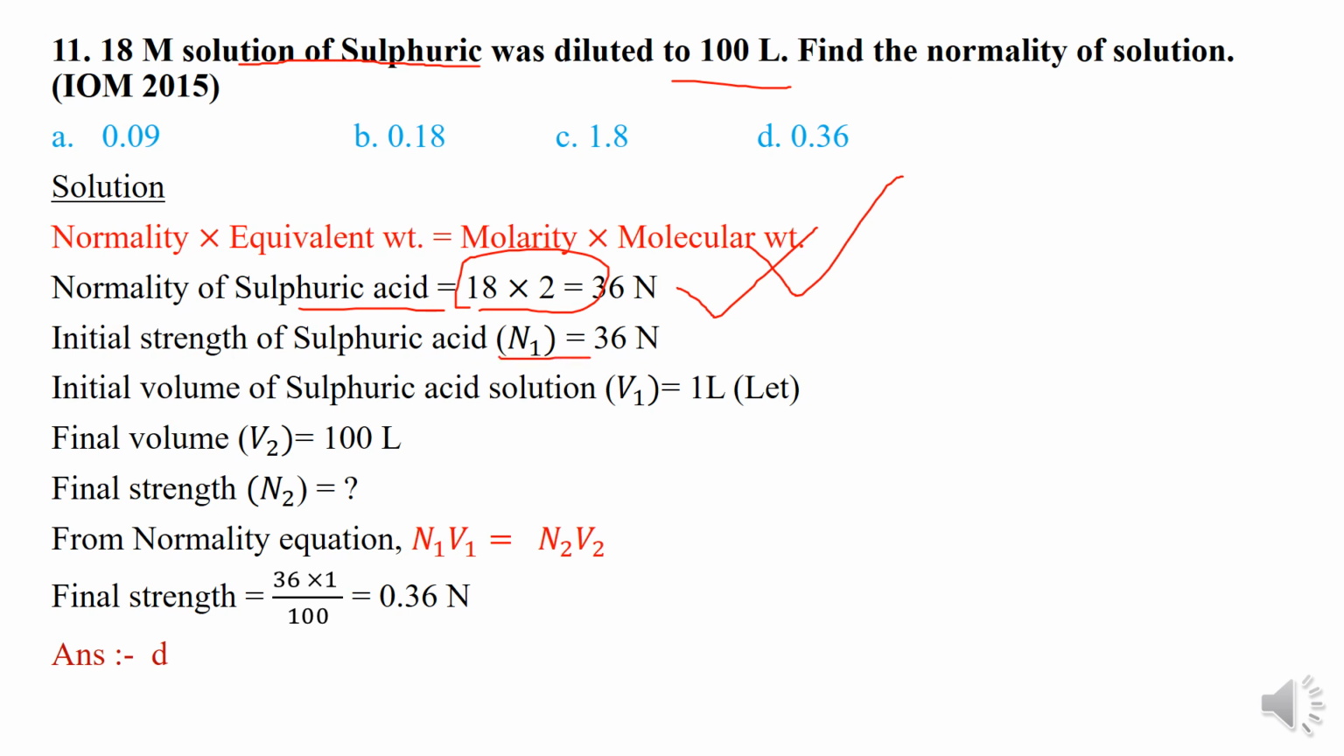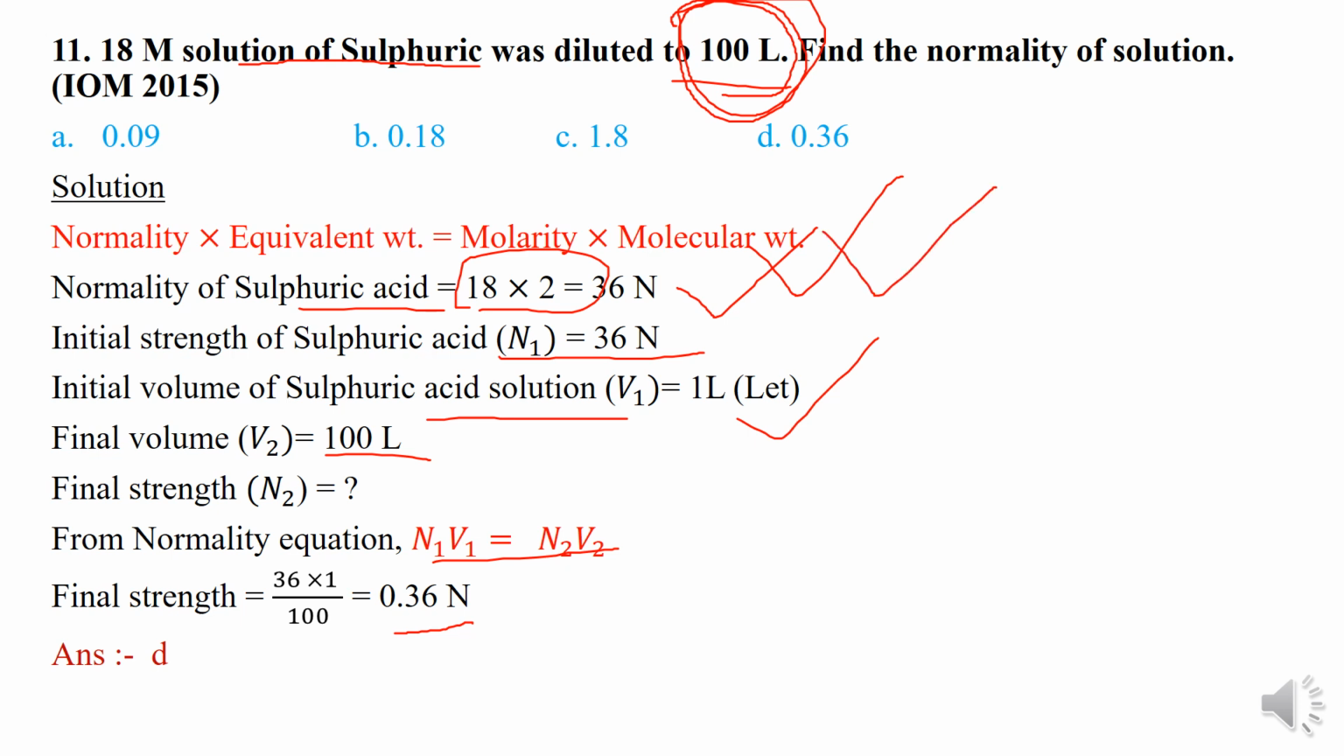The initial strength will be 36. Then initial volume will be 1 liter, just an assumption. Then final volume is 100 liter because the solution was diluted to 100 liter. So by using the normality equation, answer will be 0.36 normal solution. Very important question. You have to just remember this formula and we have to convert the molarity of sulfuric acid into normality.